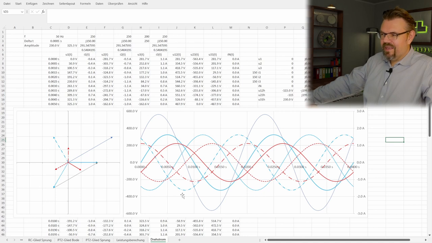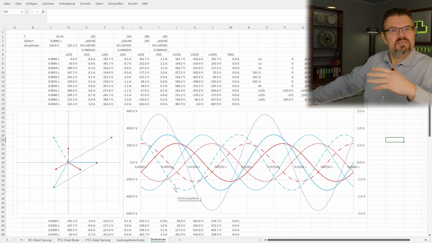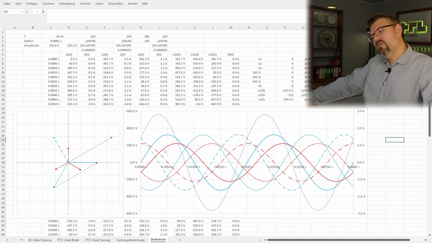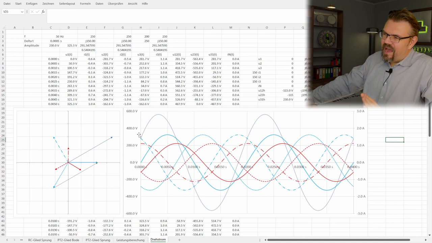So we have, again, the difference between two sine swings is a sine swing. And in this case, it's with a bigger amplitude. Alright, so this is how U12 should look like in the time diagram.